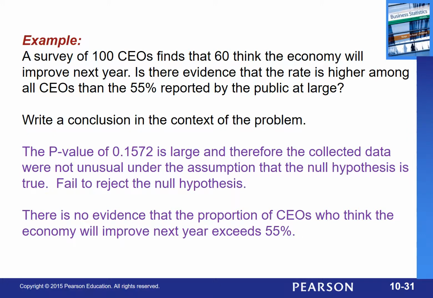Let's write our conclusion. With a p-value of 0.172, that's pretty large. So the data collected is not unusual, as we already said, so I'm going to be failing to reject my null hypothesis. I can't say that it's not true. My evidence seems to point towards it, actually. So I would say there is no evidence that the proportion of CEOs who think the economy will improve next year exceeds 55%. You could even say in there, it appears that the CEOs agree with the public at large. It looks like they think it will be about 55% as well.